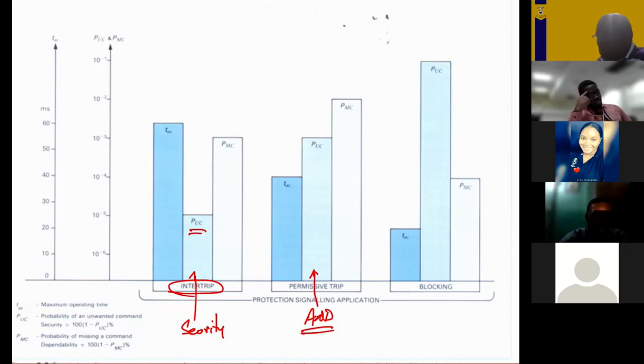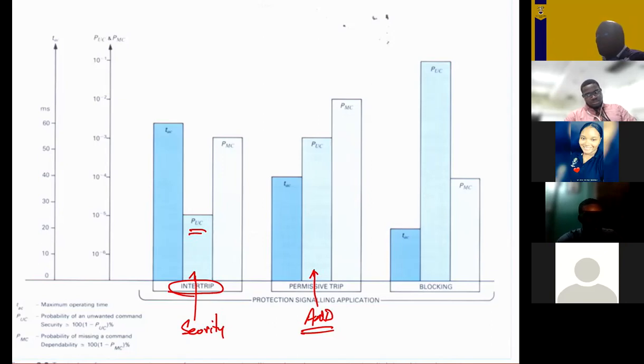Sir, I'm a little confused. So these are not stating the likelihood of an unwanted command occurring. It's stating how much they can tolerate an unwanted command occurring. All right. What this is showing us is that your intertrip operates with a communication system with a much higher security than that of the blocking. So you require higher security for an intertrip scheme when compared to a blocking scheme. Oh, okay, I understand, sir.